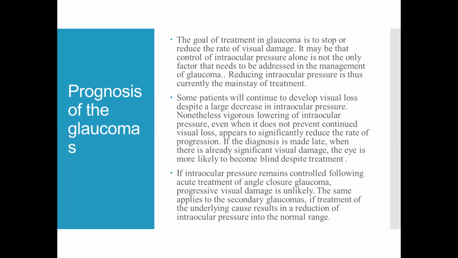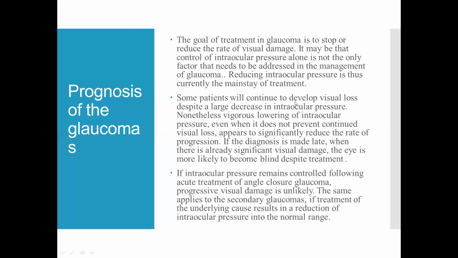So, what is the prognosis of glaucoma? The goal of treatment in glaucoma is usually to stop or reduce the rate of visual damage. It may be that control of intraocular pressure alone is not the only factor that needs to be addressed in the management of glaucoma. Reducing intraocular pressure is thus currently the mainstay of treatment. So basically, the mainstay is reducing intraocular pressure.